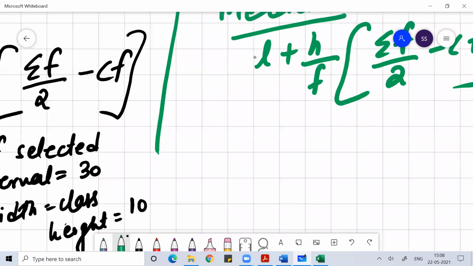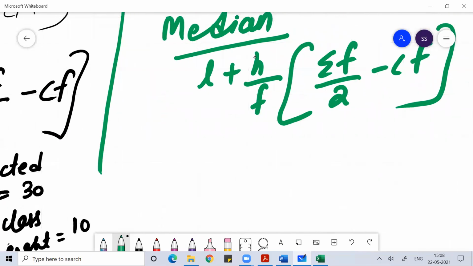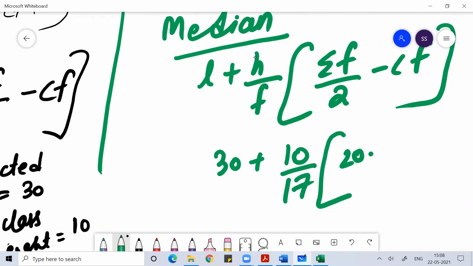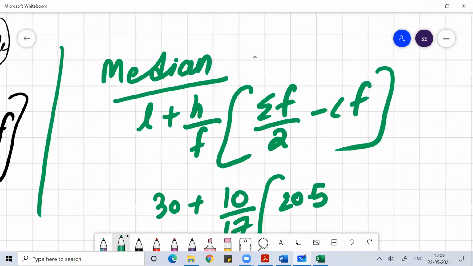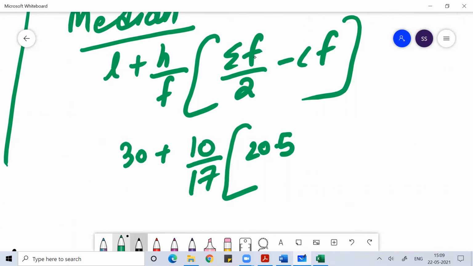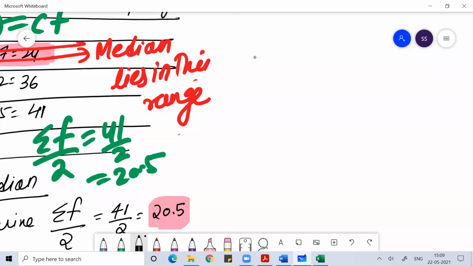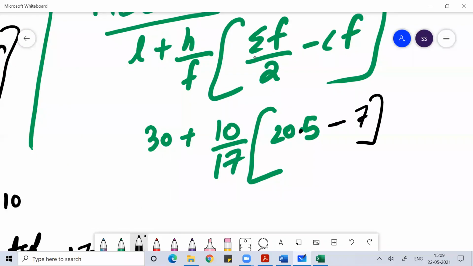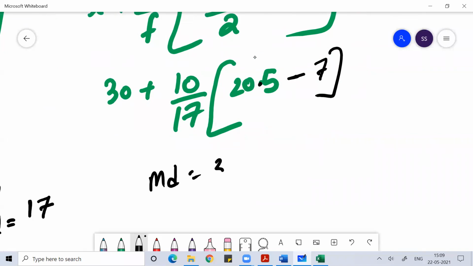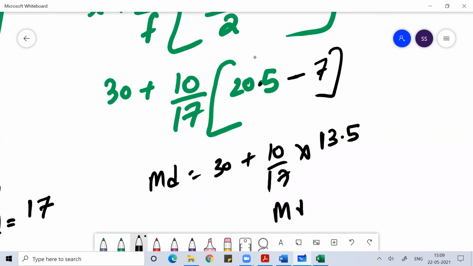What is L? L is 30. H is 10. Frequency is 17. Sum of F by 2 is 41 by 2, 20.5, and minus CF. CF means the cumulative frequency before it, that is 7. So the median is 30 plus 10 by 17 times 13.5, which is 30 plus 135 by 17.